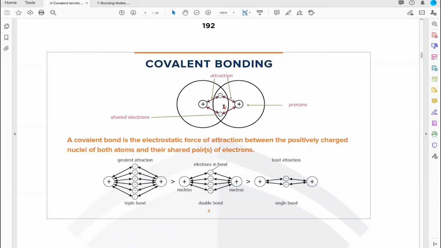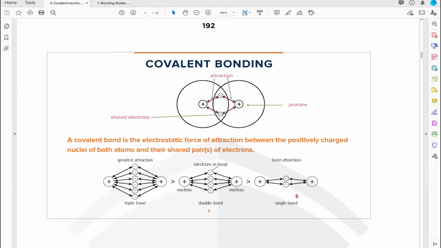Covalent bond, obviously, is the attraction of the nucleus, both nuclei, to both the electrons. Okay, so they are attracting each other. Now, if you have more electrons shared, there's going to be more attraction. If two electrons are shared, there's going to be less attraction. If there's one electron pair shared, that is even less attraction. But this is called a single bond, this is a double bond, and this a triple bond.